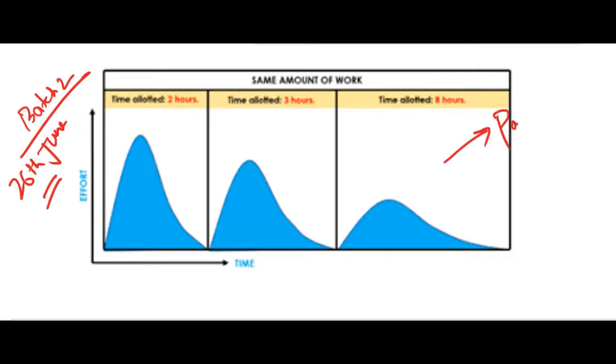This is a diagram of Parkinson's law. According to this law, work expands to fill the time that is available to do that particular work. For example, suppose you have to revise a certain topic in sociology and you are given 2 hours for it. So you will be very efficient and complete this work in 2 hours.